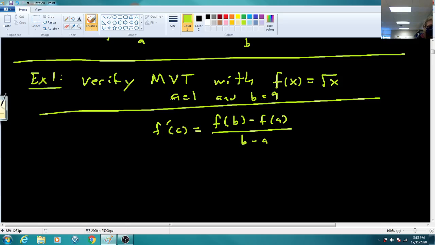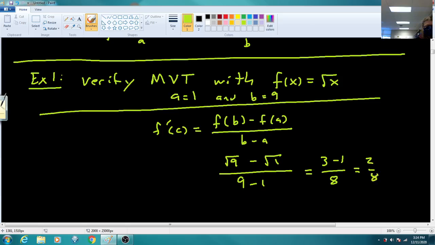Since we have a and b, let's figure out what the right-hand side would be. f of b would be square root of b, which is 9, minus f of a would be square root of a, which is 1, all that over 9 minus 1. So square root of 9 is 3, minus 1, over 8. So that's 2 over 8, which is 1/4 if we reduce it. So the right-hand side of our equation is 1/4.